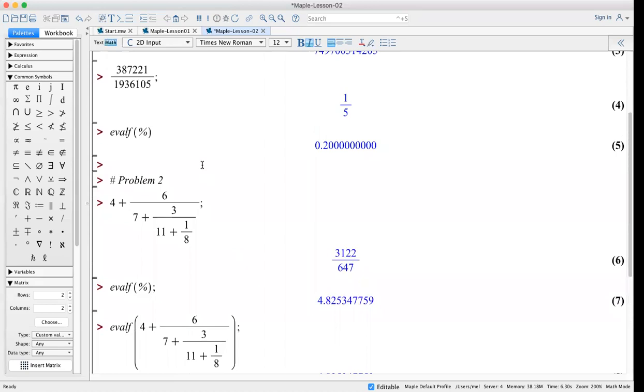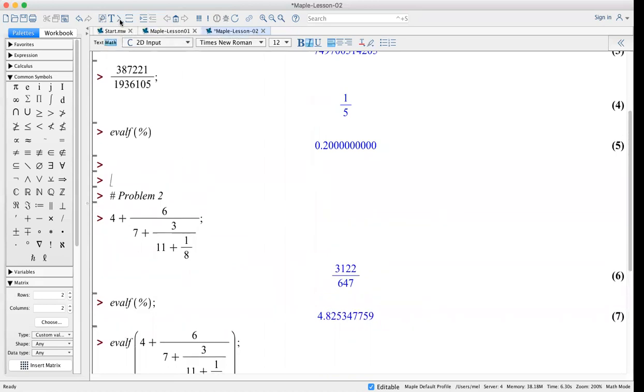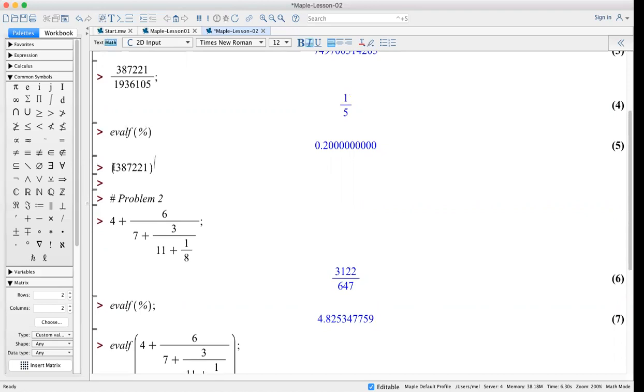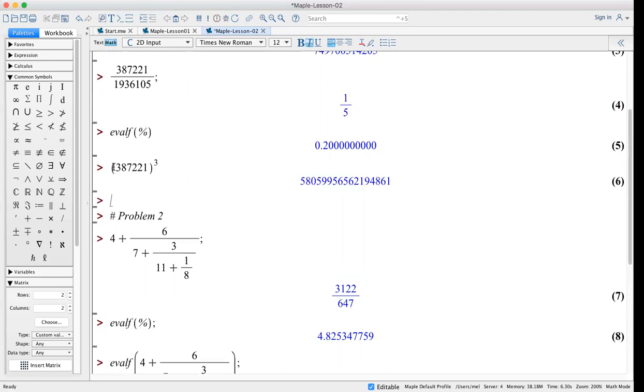Oh, back in problem 1, I left out one of the parts, which was to exponentiate. So if I take the number 387221 to exponentiate, I will raise it to the power 3. So I do shift and then the up arrow, which is the shift 6. And I put in my 3. So I'm going to cube this number, and that's what I get. Somewhat big number, but that's what it is.